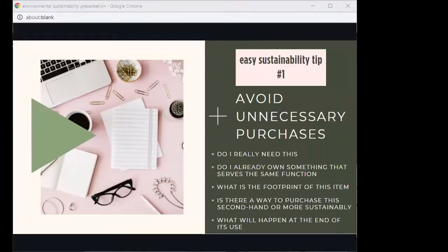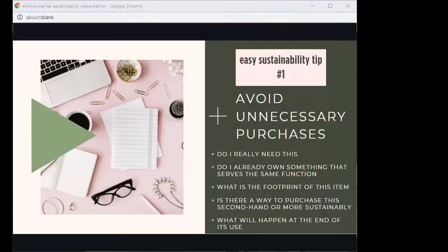So I really recommend taking the time to go through this process with some things that you already own. Looking at this mug, for example, I don't know if you guys can see that. Did I really need this? Do I already own multiple items that could have provided the same function? Did I choose the most sustainable option when I purchased this? And what will I do with it when I'm finished with it?